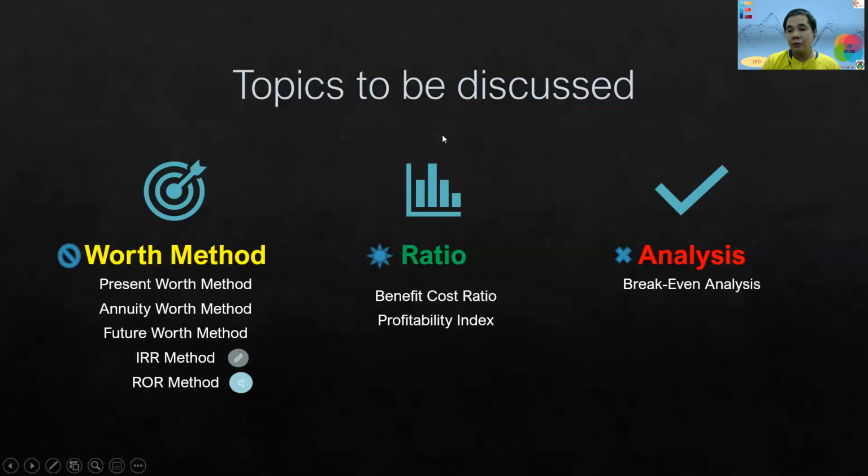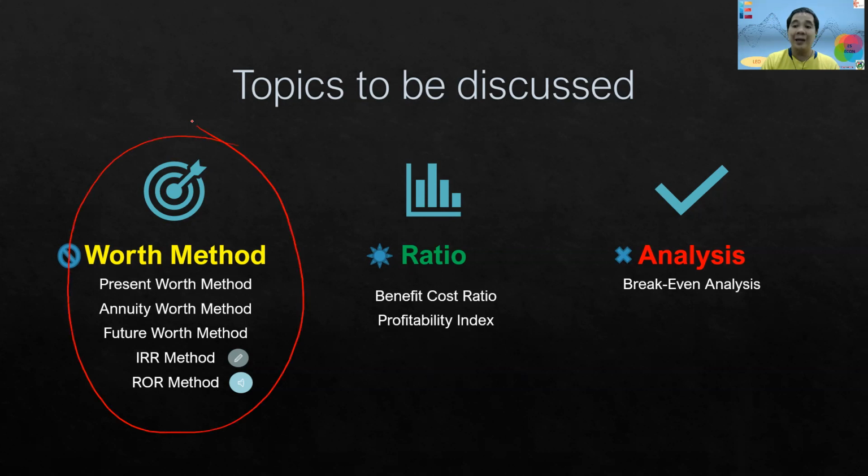So on Module 5, we have a division of three topics. Number 1 is the worth method. Number 2 is the ratio method. And number 3 is the analysis. So, on this part 1 of the Module 5 discussion, we will be discussing the first breakdown, the worth method.